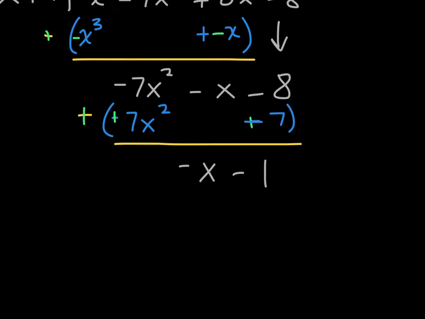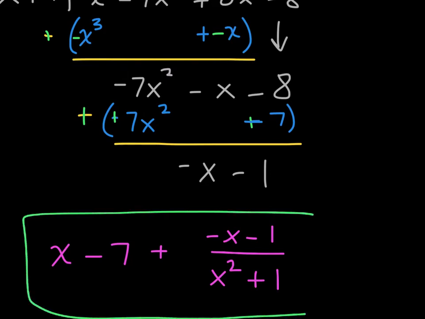Your quotient is x minus 7. Your remainder is negative x minus 1, okay? But the way you write your remainder is plus, and then your remainder over your divisor, like that. So there you have it, all right?